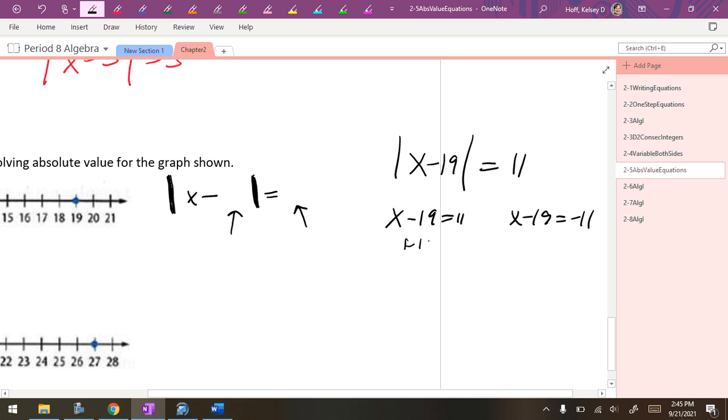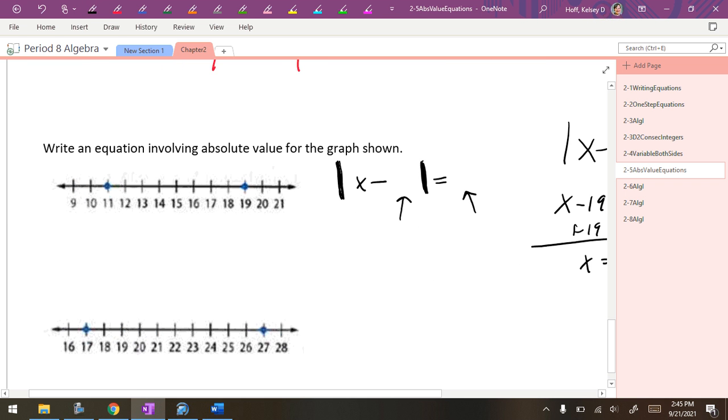I would add 19. My x's value is 30. That is not right. No. Guys, these are the answers. They're not the numbers in your equation. When I solve this equation, my answers are going to be 11 and 19. Before you told me absolute value is always my distance from 0. So like the absolute value of 4 is 4.